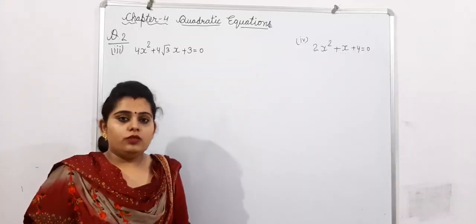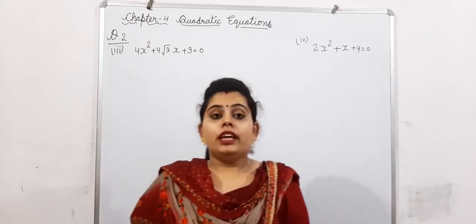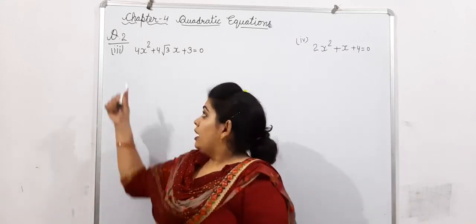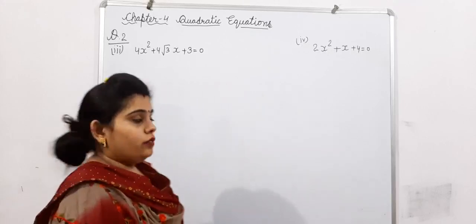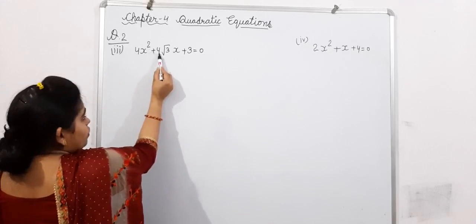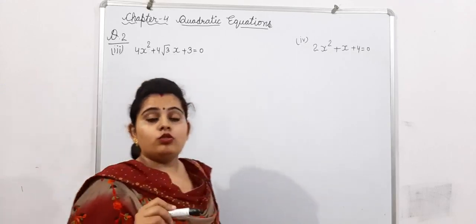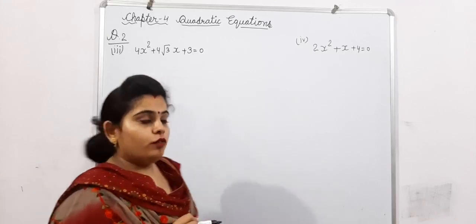Hello students, in this video we will do question number 2 of exercise 4.3. In question number 2, we are doing the third part in this video. And in the third part, what is given is 4x square plus 4 root 3x plus 3 is equal to 0. And this question we have to solve using the quadratic formula.